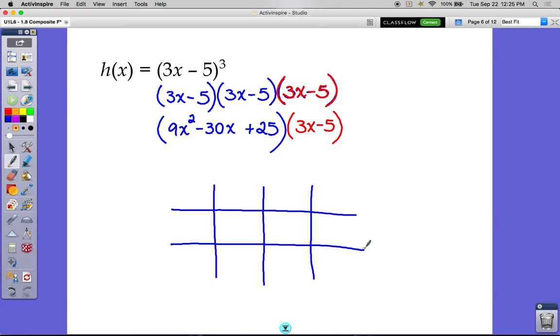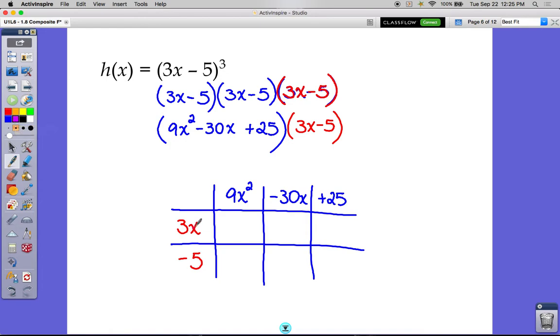So I'm multiplying these two things together. You take the first one, 9x squared minus 30x, and then plus 25. And you can emphasize pluses and minuses just for good measure. I'm going to multiply this with 3x and then minus 5. Like I said, almost like a Punnett square. It's just an easy way to organize this information here. You don't have to do it this way. If you just want to distribute, you can.